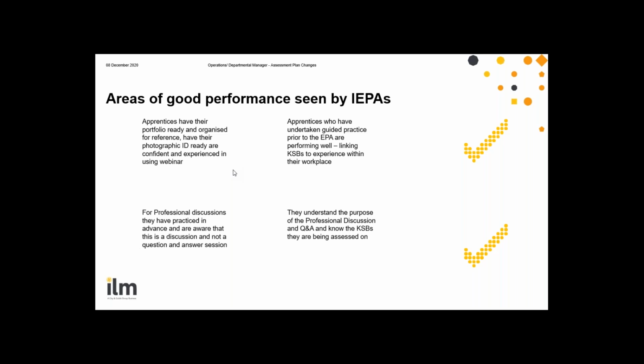Apprentices who have undertaken guided practice prior to the EPA do perform well. Linking the KSBs to the experience within the workplace always gets good results. If they've practiced professional discussions in advance, that shows very clearly during the EPA. We have had learners who turn up on screen and think it's just going to be a little chat, and they're not really prepared. It's just not helpful in helping them to gain a pass.